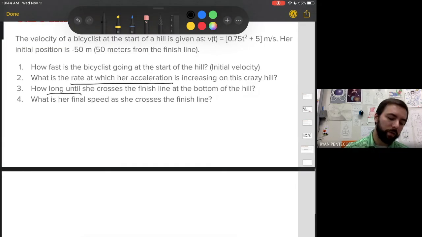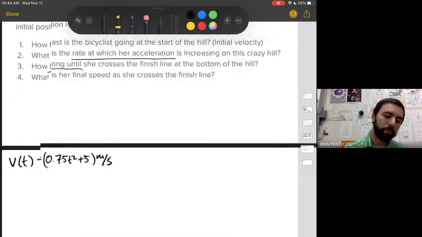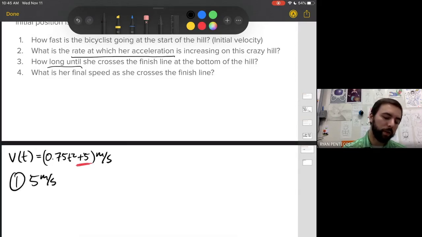Let's see, we've got v of t equals 0.75 t squared plus 5 meters per second. So first we want to know how fast is the bicyclist going at the start of the hill. Well, if you put 0 in for t, you'll get 5 real quick in that equation, or you can just use that rule that we used before. Just look at the constant. For number 1, the answer is 5 meters per second. We know that just by looking at the equation.